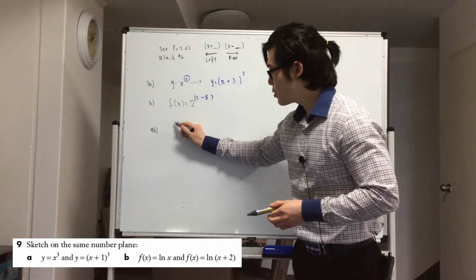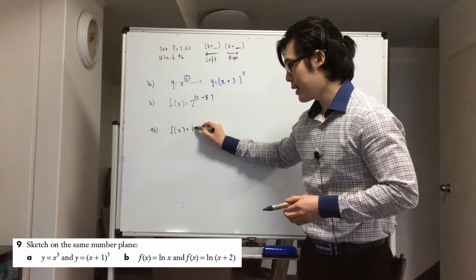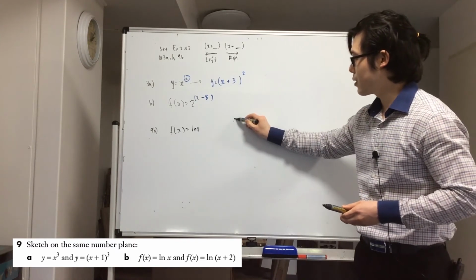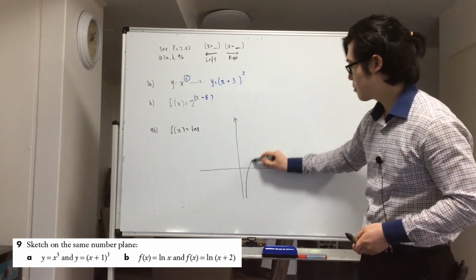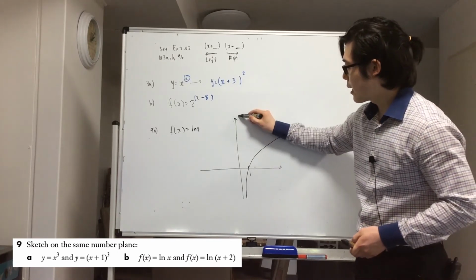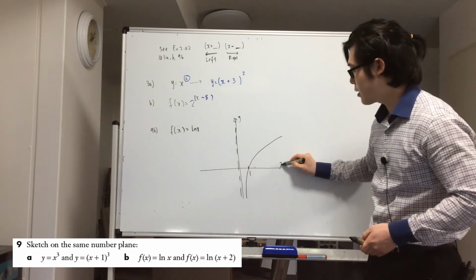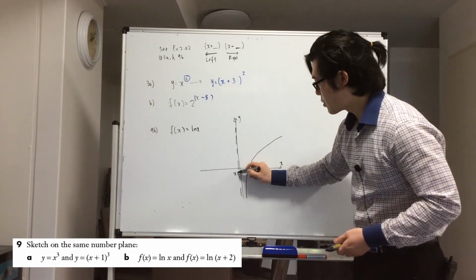Okay, so it says to sketch ln x. Okay, let's do that first. If you recall, or if you don't know, type it in Desmos, but it looks like this. Okay, and it goes through 1. And this is the asymptote. More specifically, x equals 0 is the asymptote.